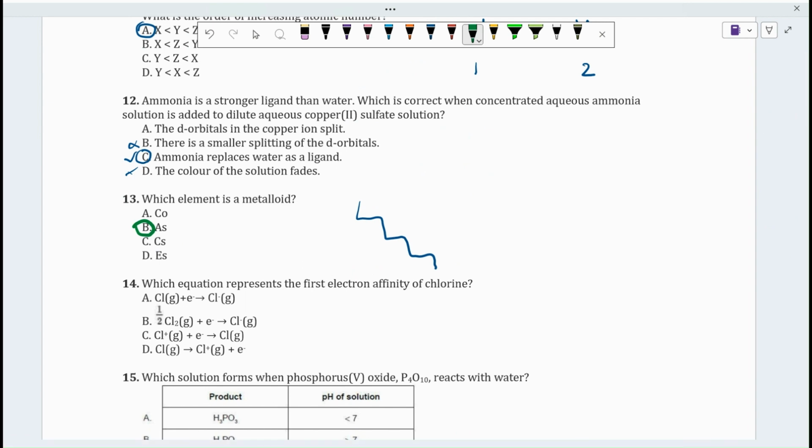14, equation that represents the first electron affinity. So this is the opposite of ionization energy. The way that we would write this as a sort of rule, if you like, is like this. So the one that fits the bill here is A. These all need to be in gaseous state, so if any of them were in any other state, then that would also immediately tell you that can't be the right answer, so you can eliminate via that way. Chlorine is gaining an electron. Okay.